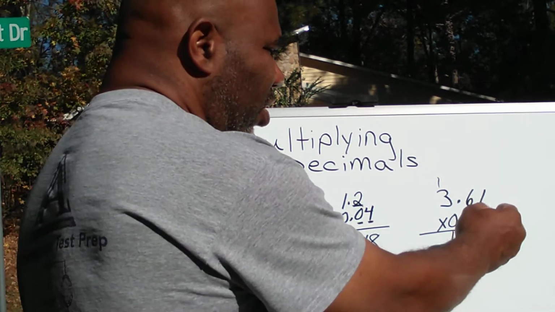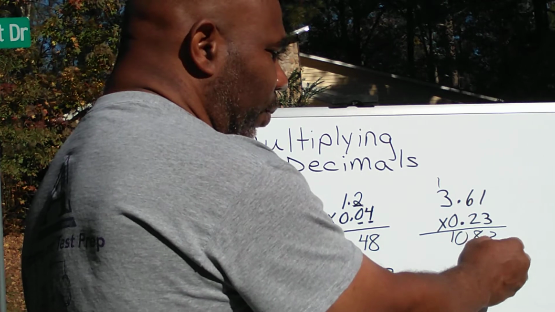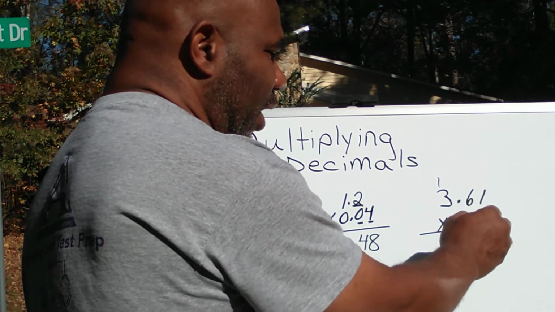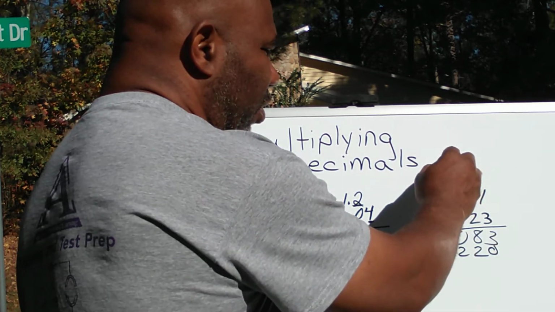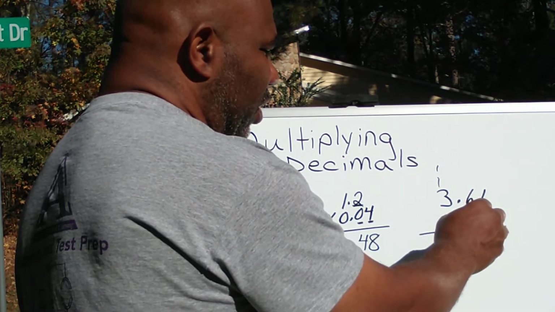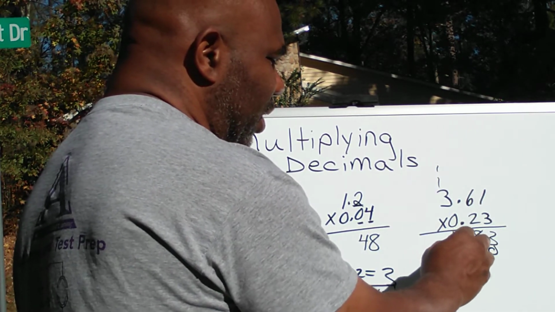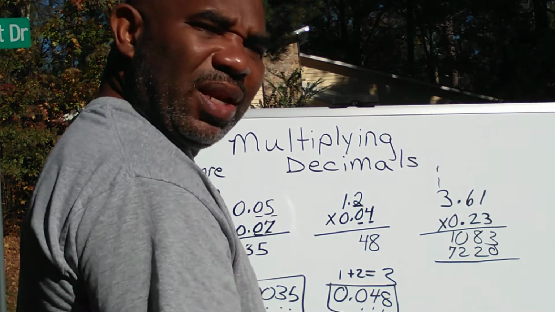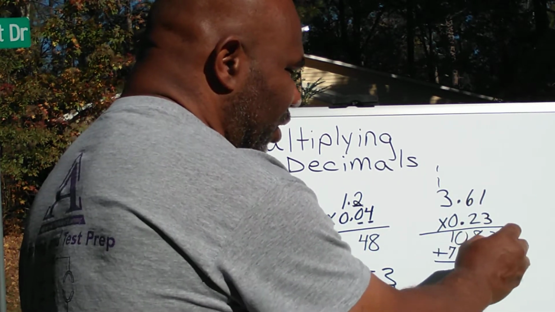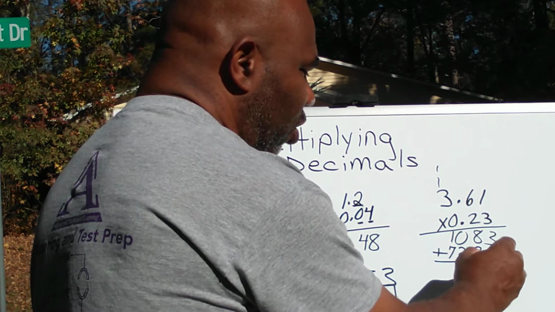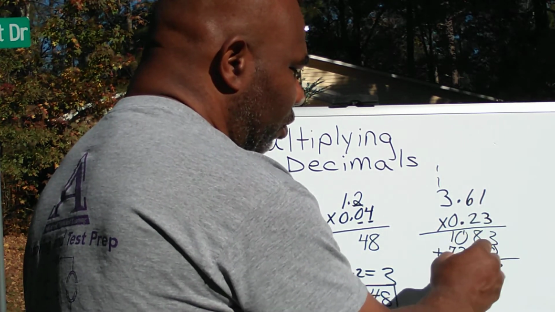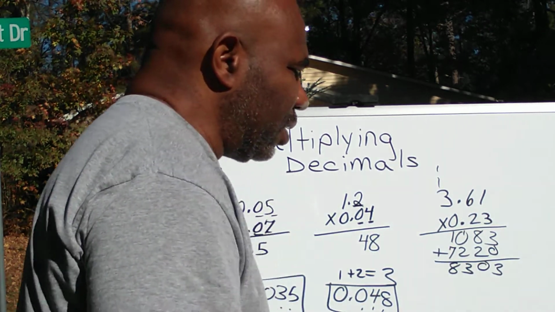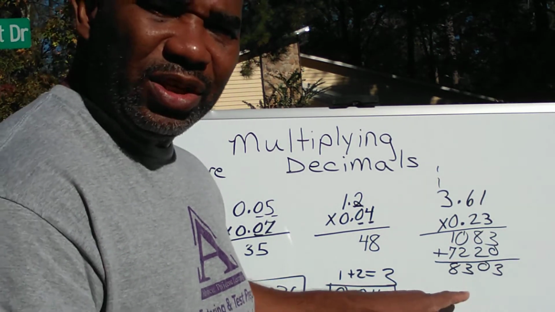Now, we know we have this, so we shift over. We put a 0 there and shift over. 1 times 2 is 2. 6 times 2 is 12. Carry the 1. 3 times 2 is 6, plus my 1 is 7. Now we're going to just add these guys up, just like we do in regular multiplication problems. 3, 8. So this is what we have, 8303.